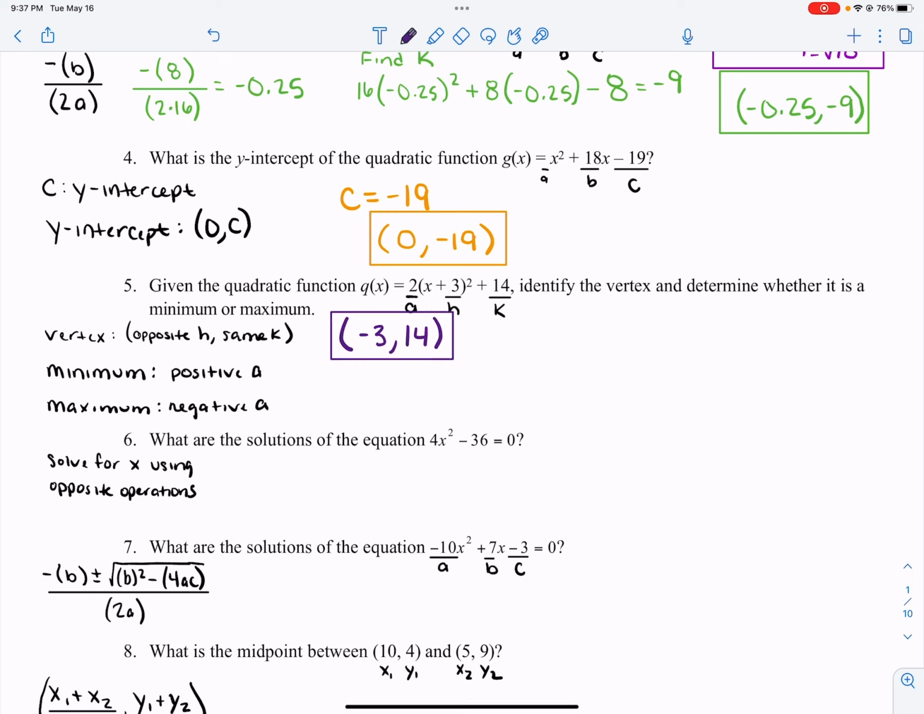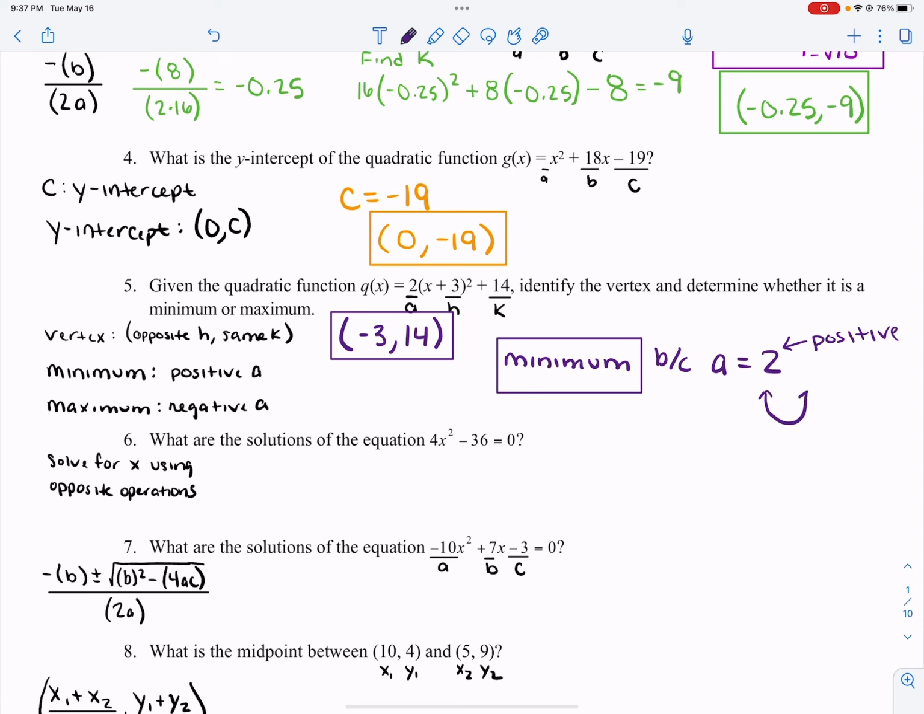Okay. Then it says determine whether it's a minimum or a maximum. So remember, my a right here is a 2. If it's a positive a, that means it represents my minimum. Minimum, because a equals a positive 2. So meaning if you saw this on a picture, your graph, it would be like this. It would represent my minimum. Okay.